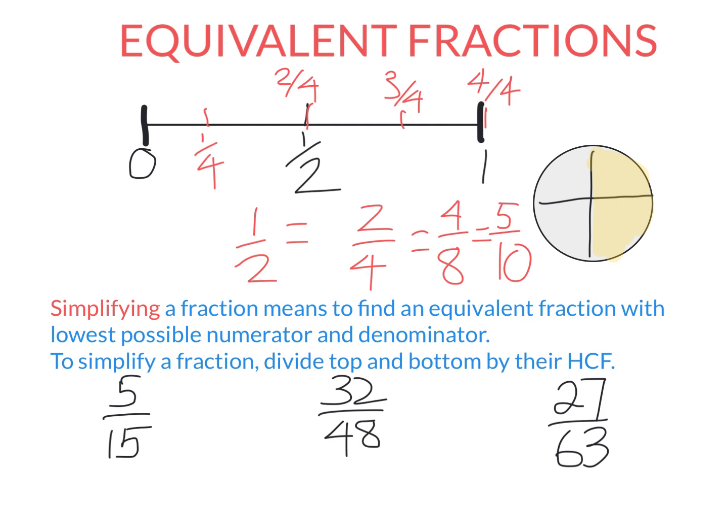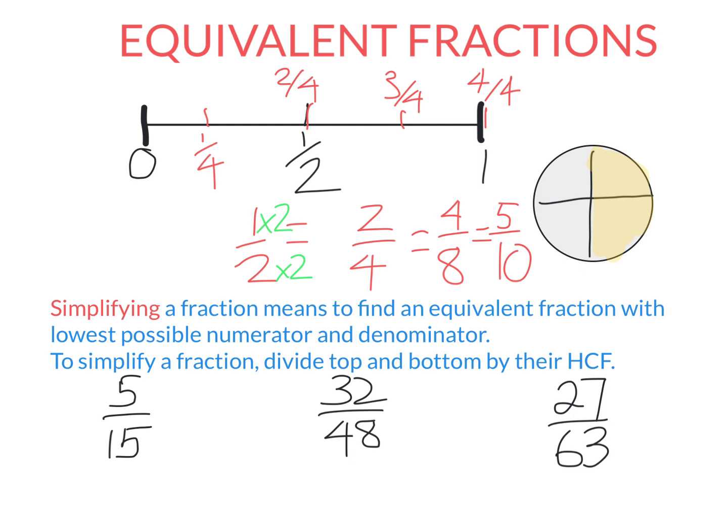So how do we know if fractions are equivalent, if they have the same value? Well, the idea is if you multiply or divide top and bottom, numerator and denominator, by the same number, you have an equivalent fraction. So a half is the same as 2 over 4 because we've multiplied the top and the bottom by the same number.